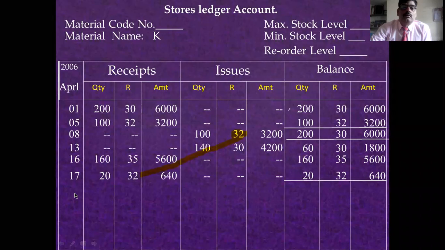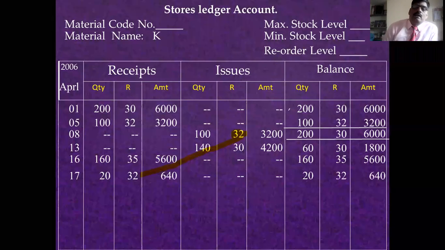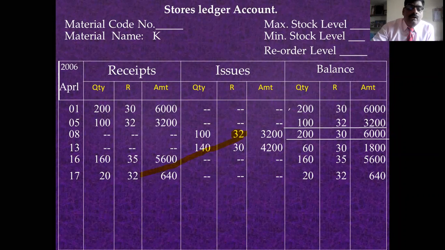Date is 19. Okay, 19th is the date. On the 19th date, B point. On April 19, stock verification revealed stock on hand 220 kg. On 19th date, they verified the stock and there is 220 kg stock in the godown.